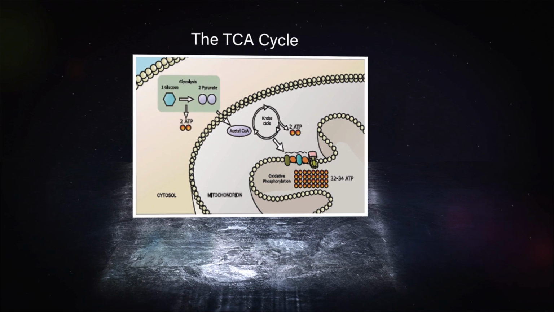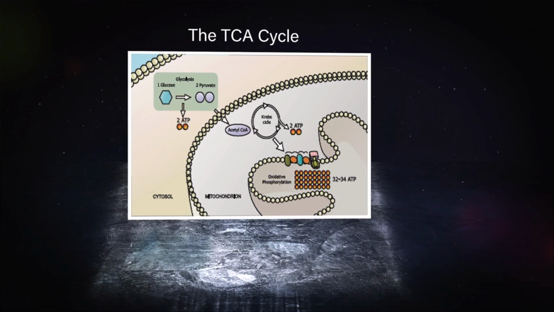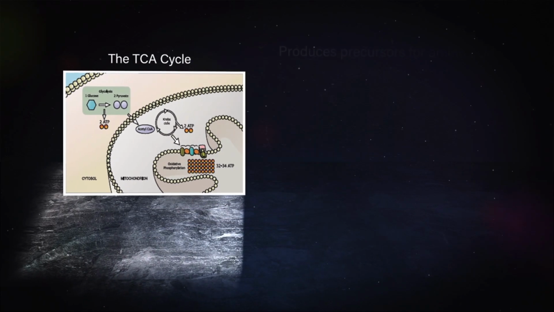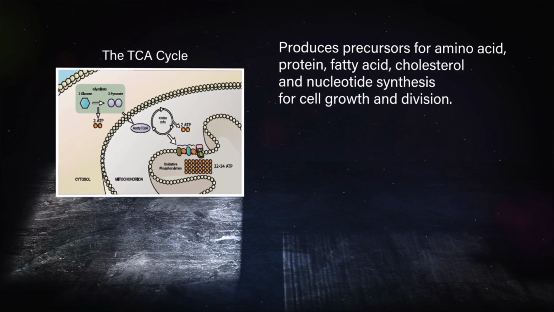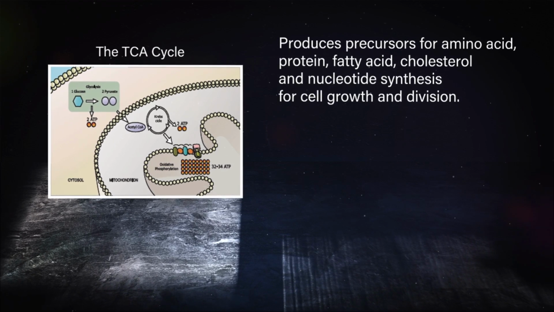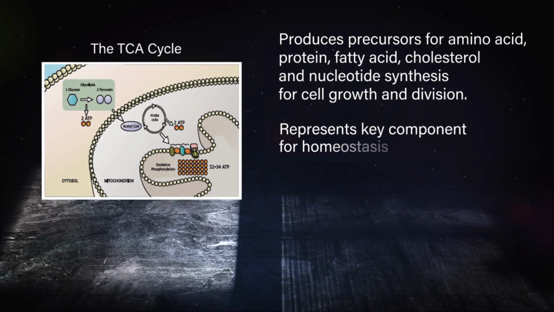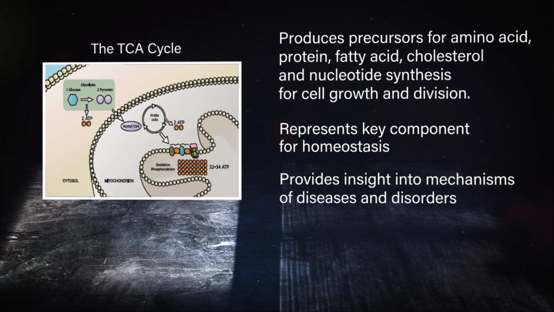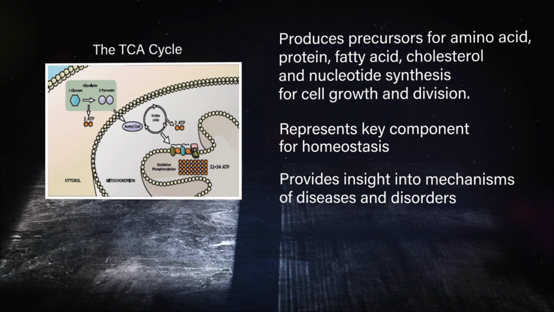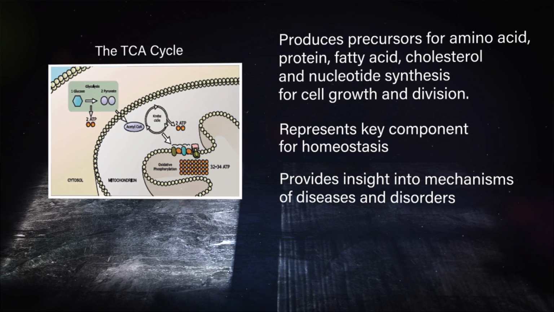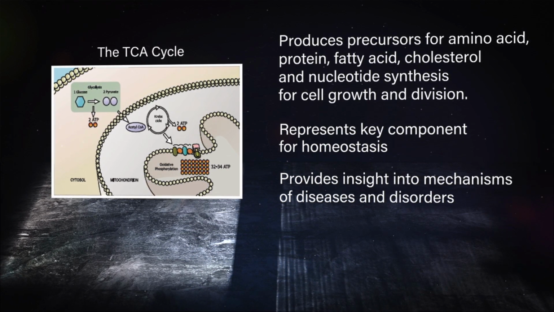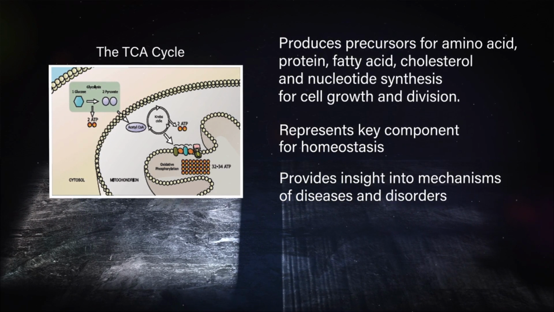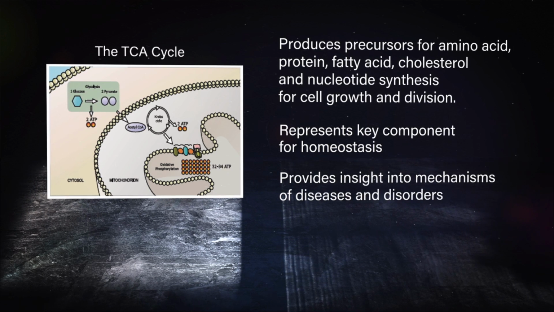Carrie, can you even tell us what the TCA cycle is? Oh, sure. So the TCA cycle produces precursors for amino acid, protein, fatty acid, cholesterol, and nucleotide synthesis for cell growth and division, and it also represents a key component of homeostasis. The proportions of these analytes that are present in the TCA cycle can change in response to certain diseases. So what we'll typically do is measure these analytes and look into them and see if we could find insights into the mechanisms of diseases and disorders.